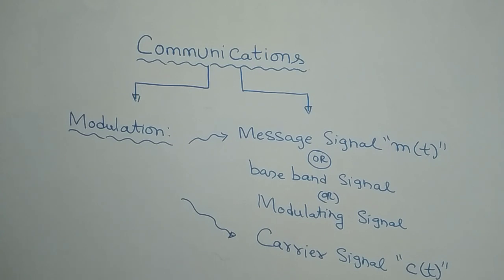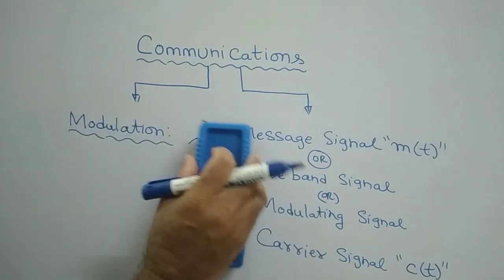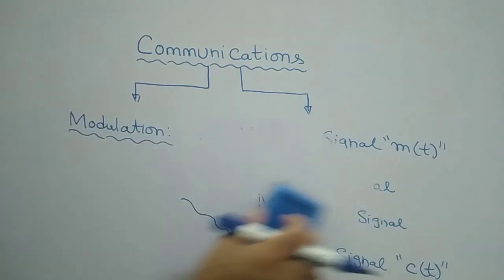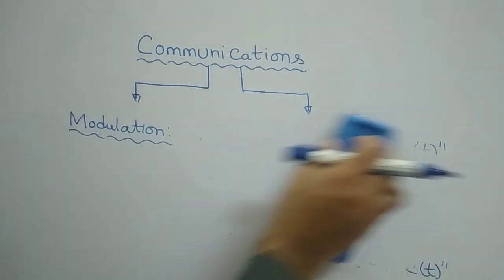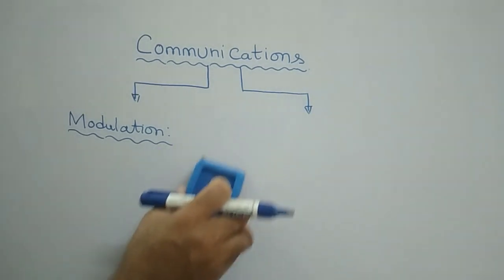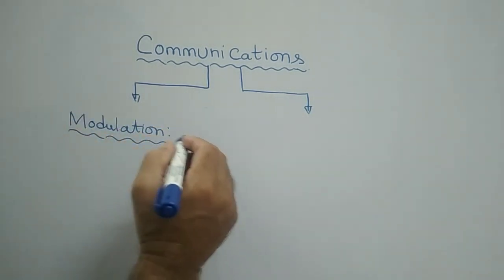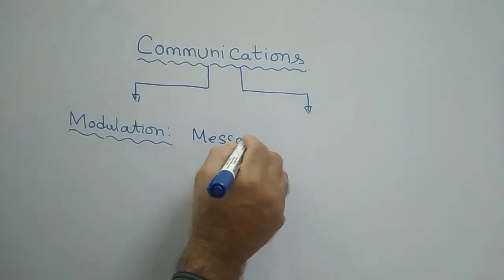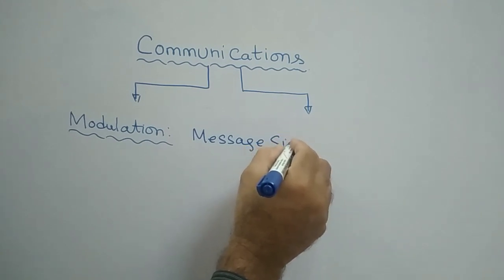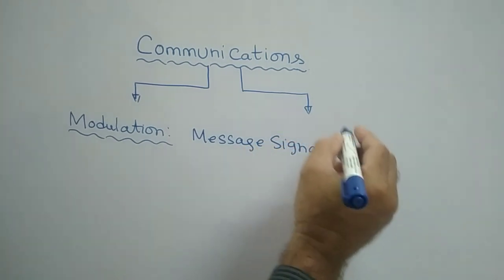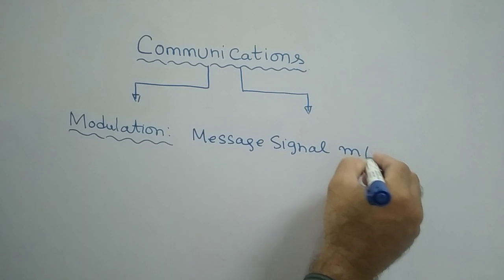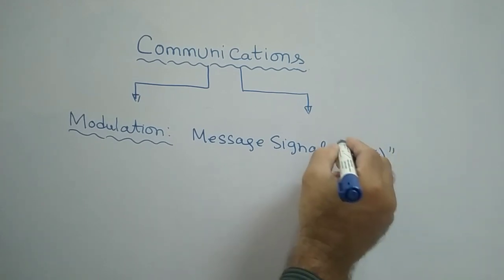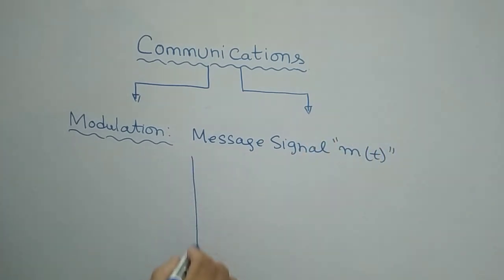And how do the message signal and the carrier signal look? I will show you. The message signal, your m of t, is something like this. Actually it is like a sinusoidal signal.